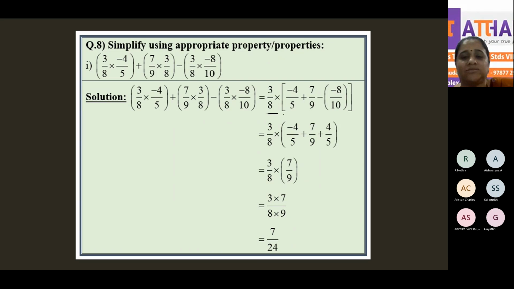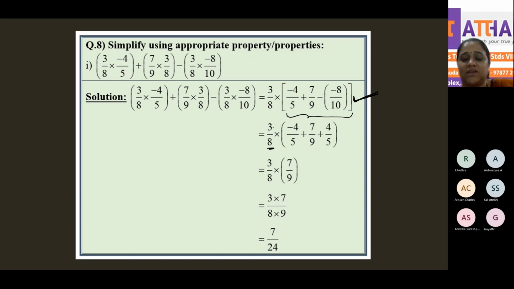3 by 8 common. You can see I've used a square bracket. And you can see exactly what I told you now: minus 4 by 5 plus 7 by 9. You can see the minus, minus, and this minus 8 by 10. First step. Now we need to simplify this bracket.